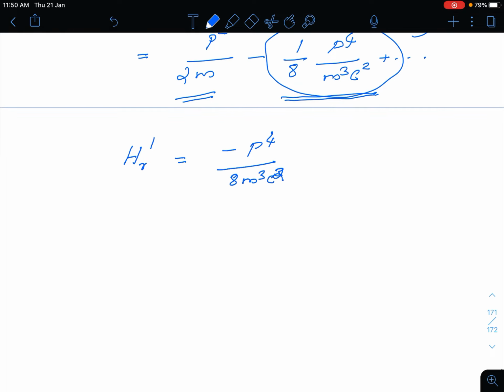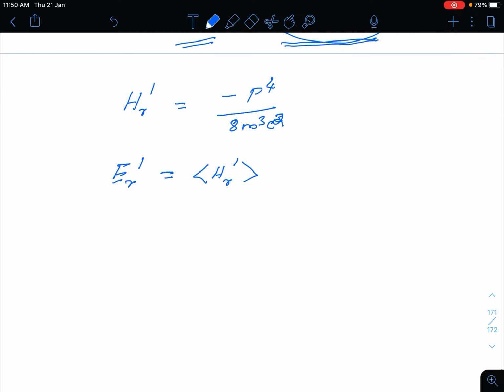Now what is the energy eigenvalue E_r, the relativistic energy eigenvalue for this? That would be simply the expectation value of the first order correction. So that would be simply 1 by 8 m cube c square. Do you not remember our old formula, the E_r1 formula? That is simply psi, p raised to 4, psi.